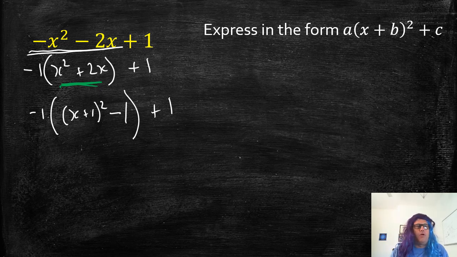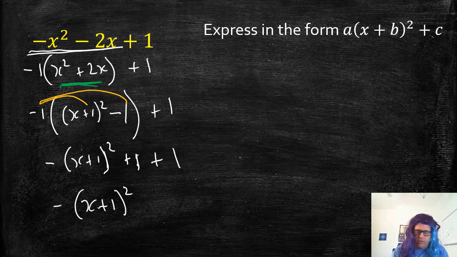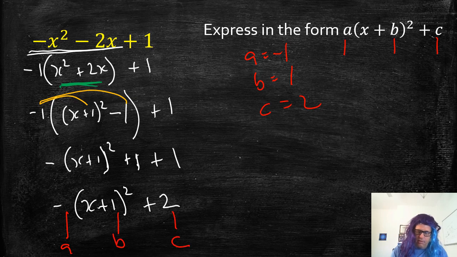Now I need to multiply everything by minus 1. That's minus (x plus 1) squared. Okay, and then minus 1 times minus 1 is plus 1. And then my tagging along is plus 1. I need to tidy this up. I get minus (x plus 1) squared, plus 1 plus 1 is plus 2. And that's our answer. So what are my values? A is minus 1, B is 1, and C is 2, right? That's what my A, my B, and my C are. If I match them up here, that's my A, that's my B, and that's my C.